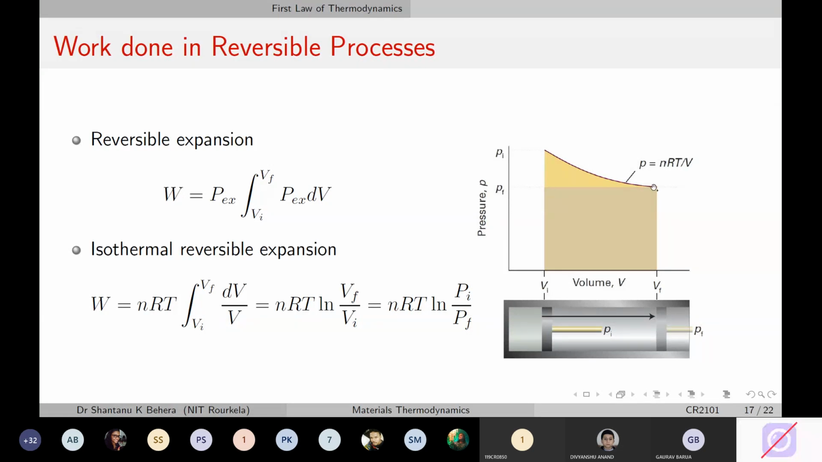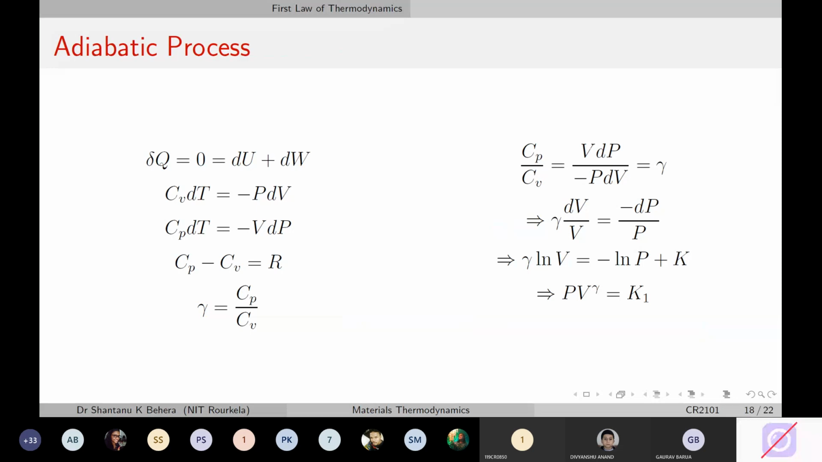Okay. Likewise, some of these expressions are there where you can find the functional relationship with the other thermodynamic variables. There are many ways of deriving the pressure volume relationship in an adiabatic process, and this is one such. You can have different ways of doing it. It's as simple as that.